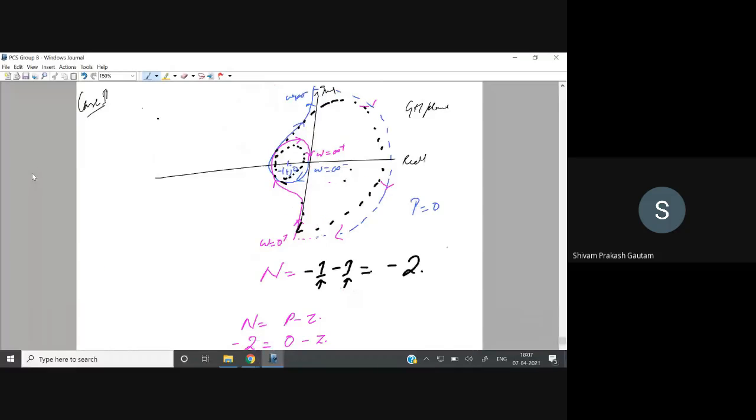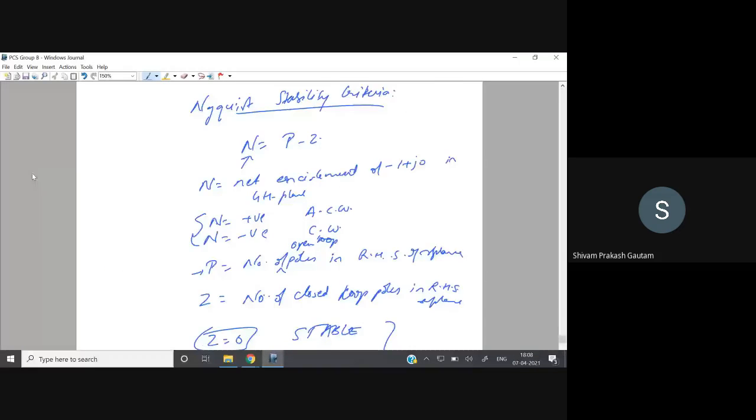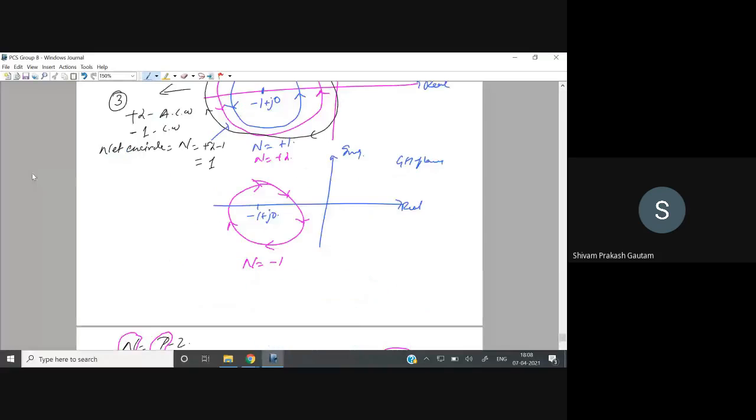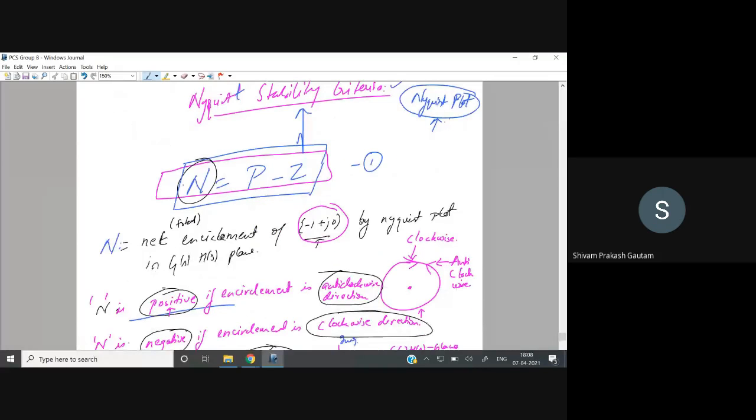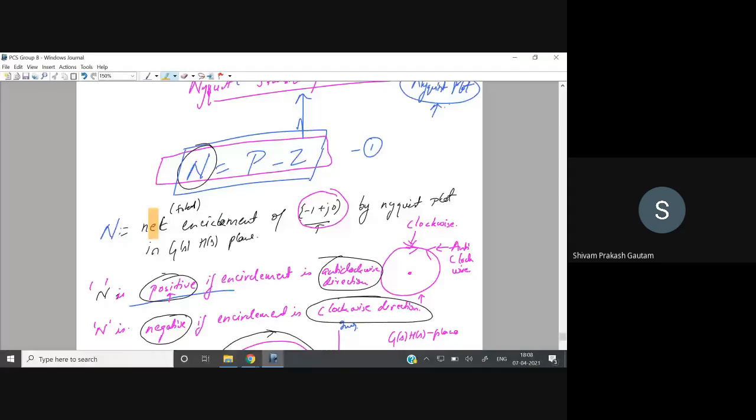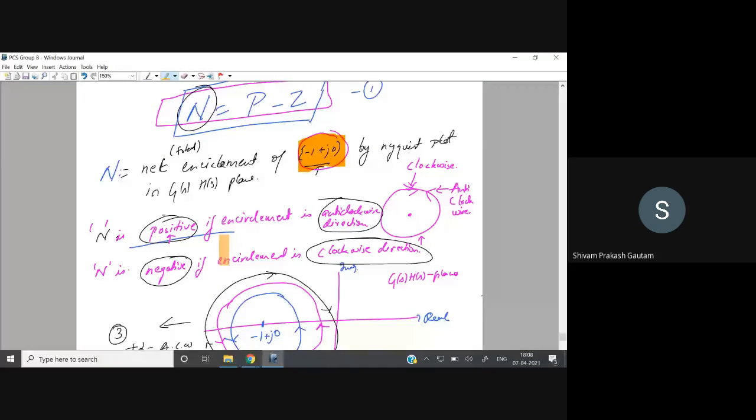So we have started our discussion with the Nyquist stability criteria, and the formula was given by N is equal to P minus Z. We have already seen how to draw the Nyquist plot. What is N? Net encirclement of point -1 plus j0 by the GH(s) plane. N is positive if the encirclement is in anti-clockwise direction. N is negative if the encirclement is in clockwise direction.